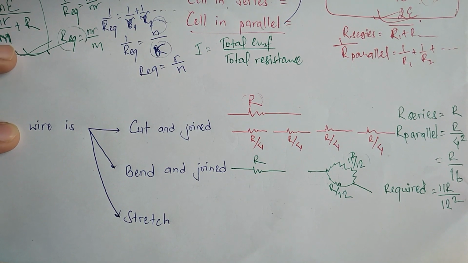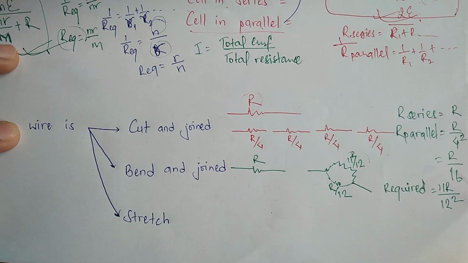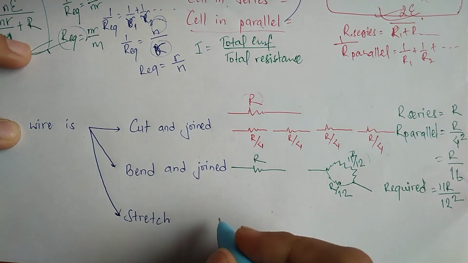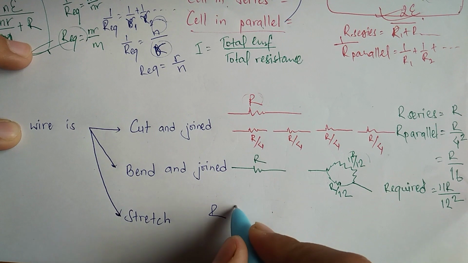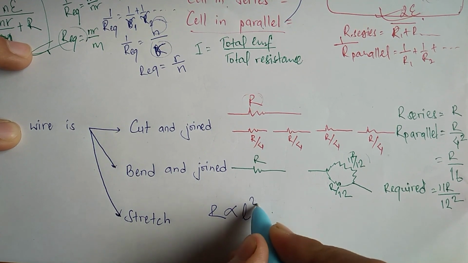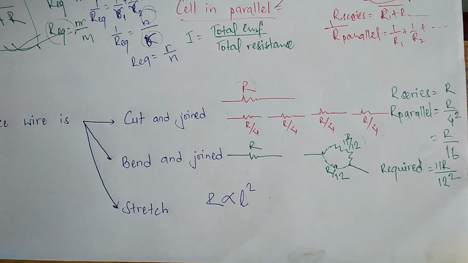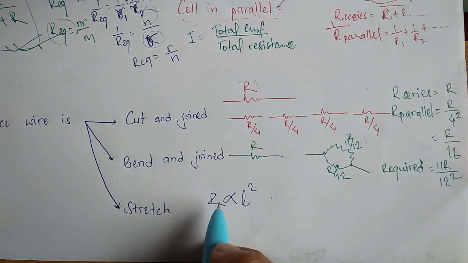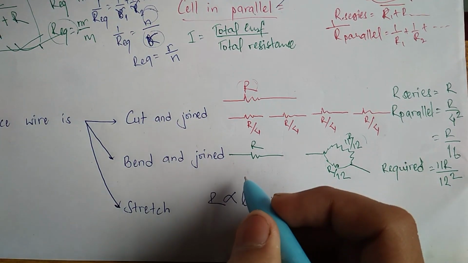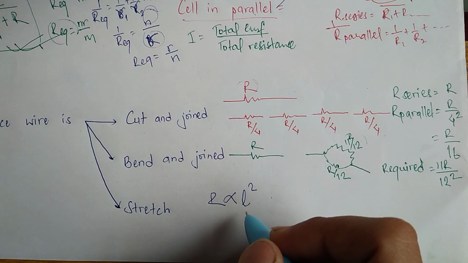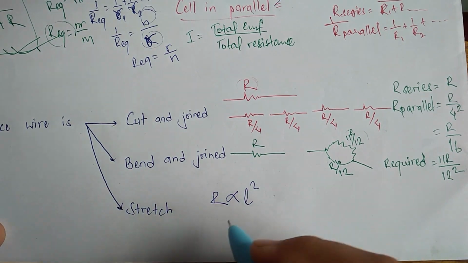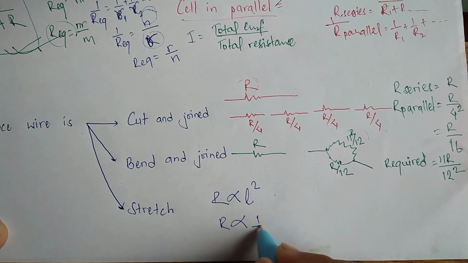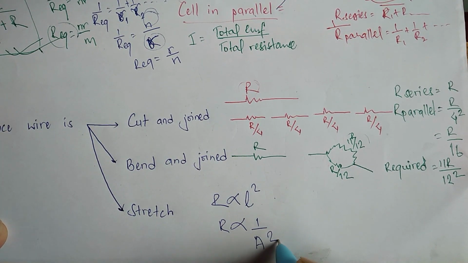Then finally is stretch. There is nothing more complex in stretch because it is very easy. Resistance is directly proportional to length square, L square, and R is inversely proportional to area square.